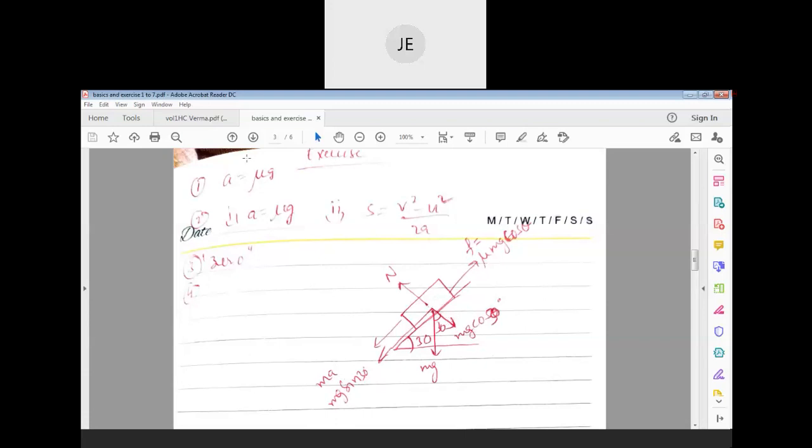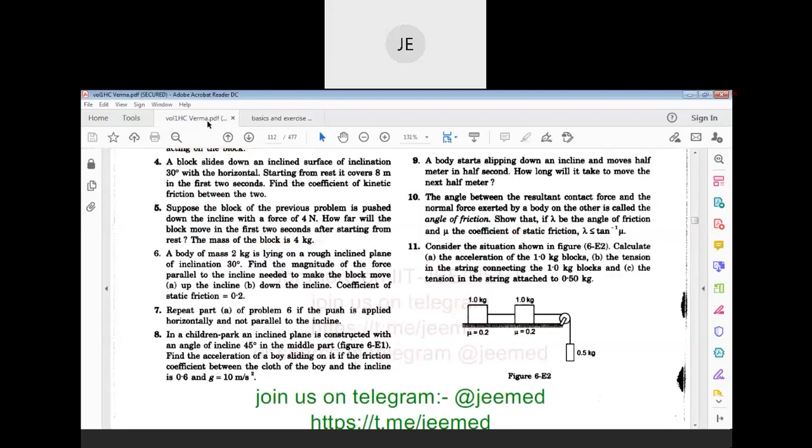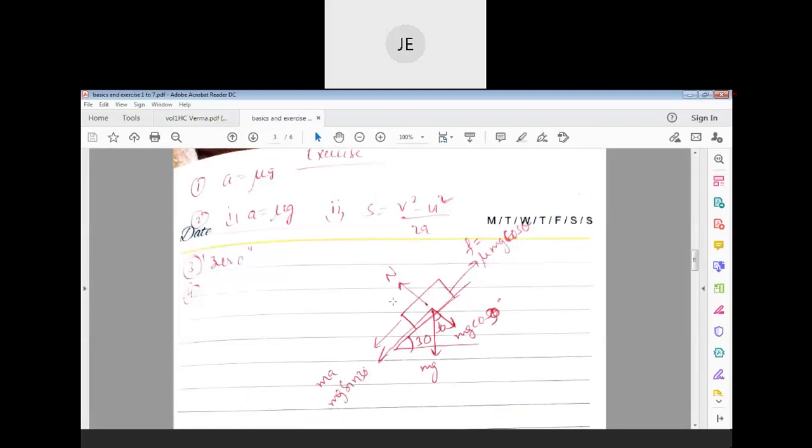Since they have told the block slides down, the net force is downwards. So I have indicated the net force direction is downwards. Since it is moving downwards, the frictional force will act upwards. So f = μ mg cos θ upwards. These are very important: ma, mg sin θ and μ mg cos θ.